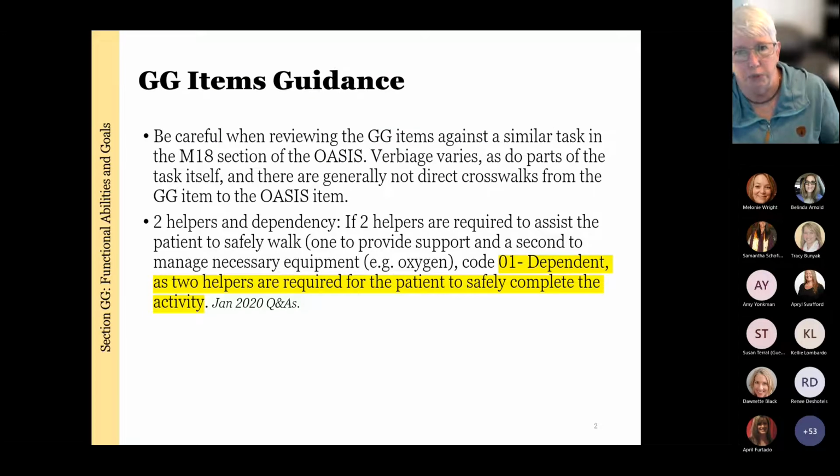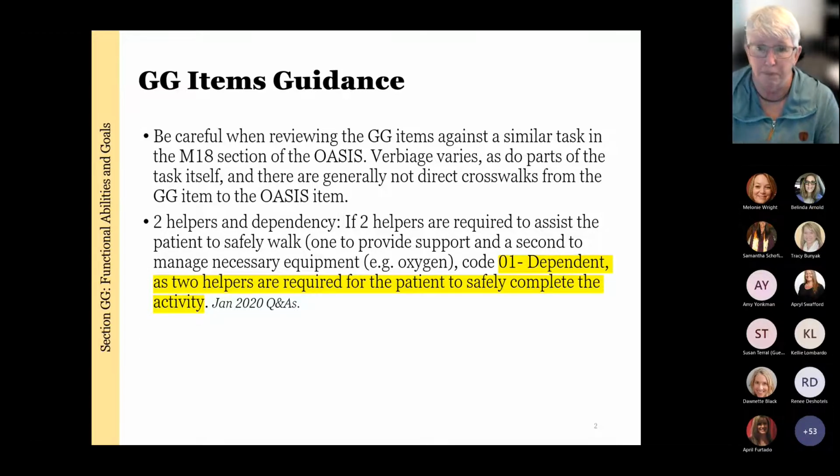Just a reminder with the GG item guidance, they are not going to be mirror images of the M18 items, right? There are differences between the two, but when you look at a similar item on the M18 side, the patient should look like the same patient and not two totally different patients. It's like, wait a minute, he can't walk here, but he can walk here. That's not making sense.